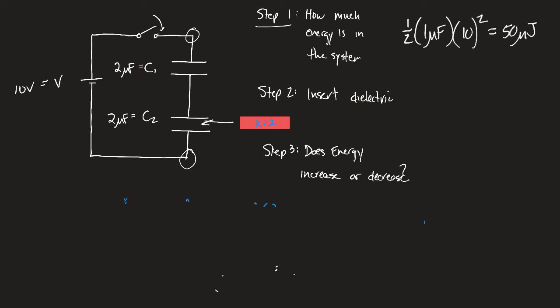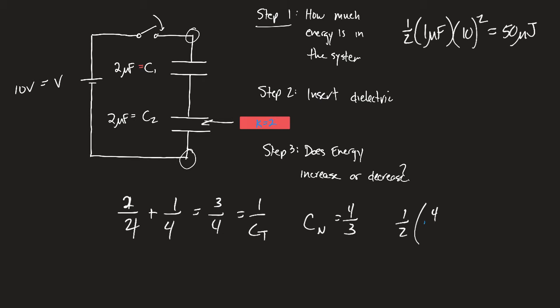This is all in my way, so let's get rid of it. New capacitance of the system is going to be based on the sum of the inverses. Common denominators, so 2/4 or 3/4. So my new capacitance is 4/3. One half 4/3 microfarads times 10 squared.